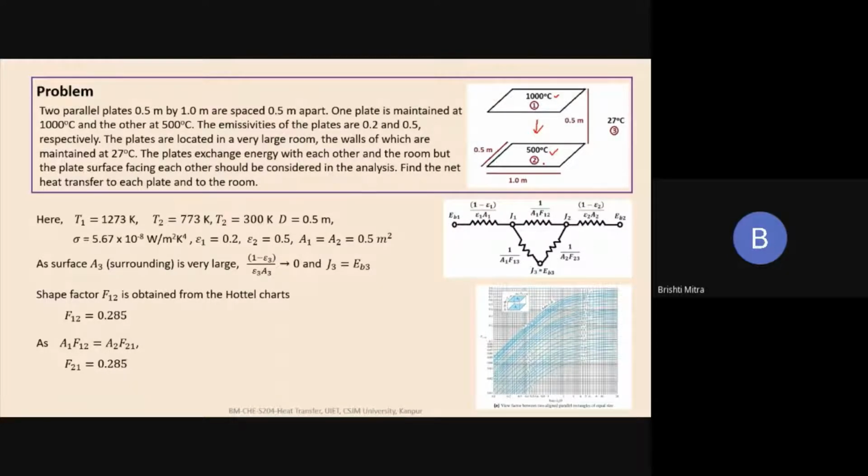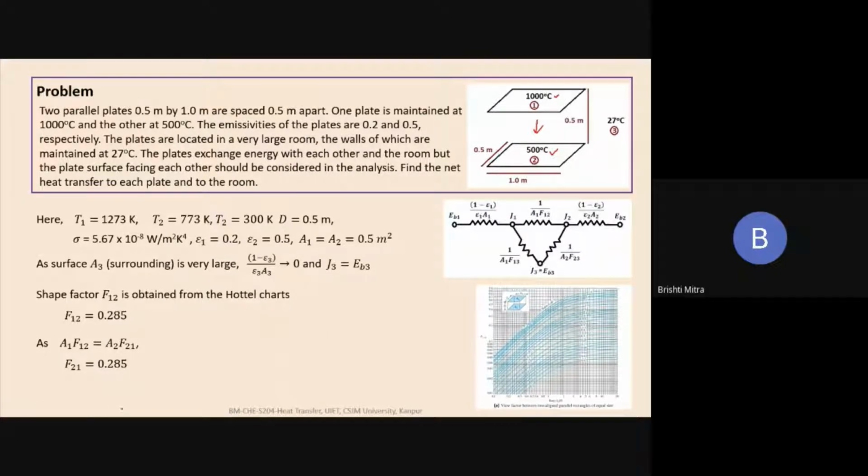Now this becomes a three-body problem. The first body is the plate at 1000 degrees centigrade. The second body is the plate at 500 degrees centigrade. And the third body is the room, which is at 27 degrees centigrade.